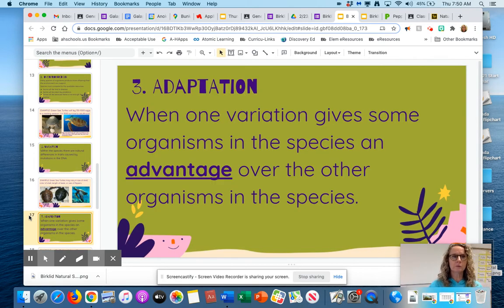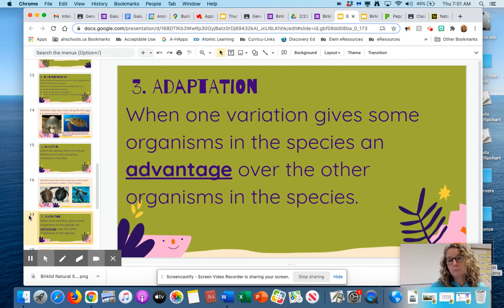Okay, so then the next step. We've got they make too many, and there are variations in the population. Just naturally, there are variations. Now, when one of those variations becomes an advantage over the other organisms, let's say that they have longer fins, and those longer fins allow them to swim faster. That is an advantage. So now that variation, the longer fin, is an adaptation because now they have gained something. So when one variation gives some organisms in the species an advantage over other organisms, that becomes an adaptation. An adaptation is just a variation with an advantage.